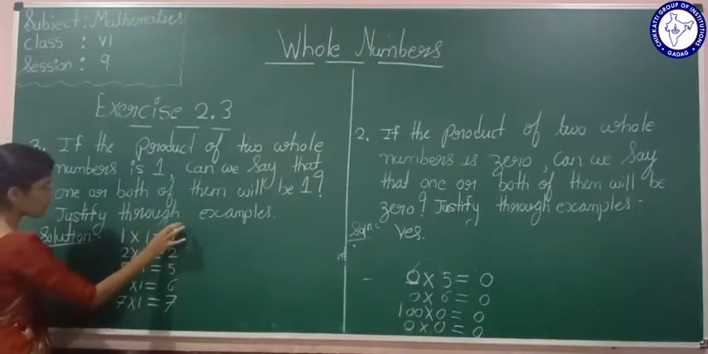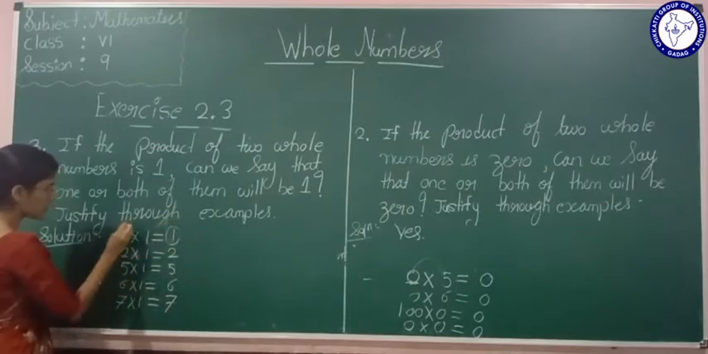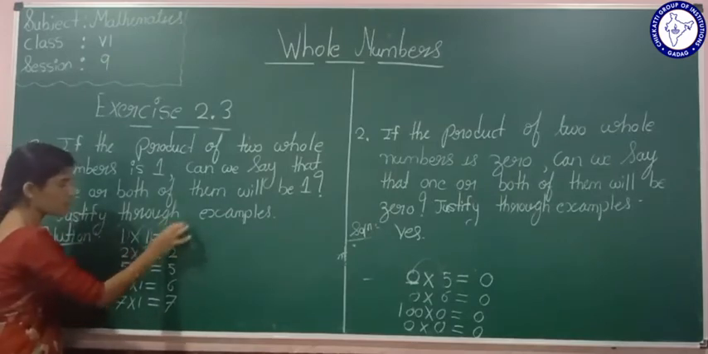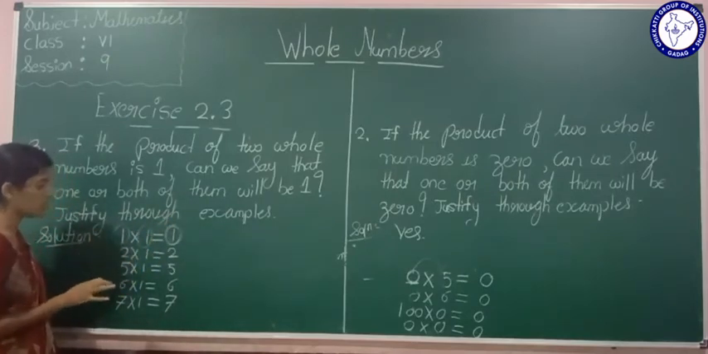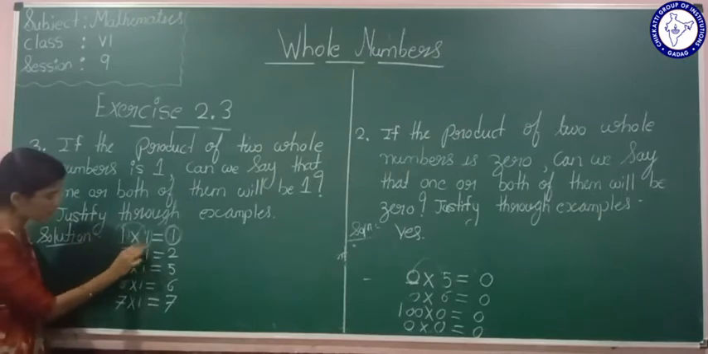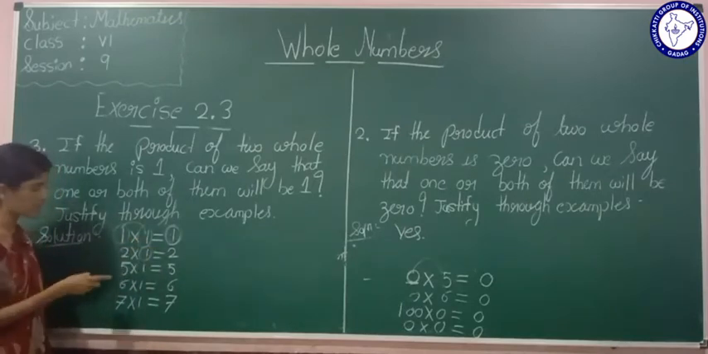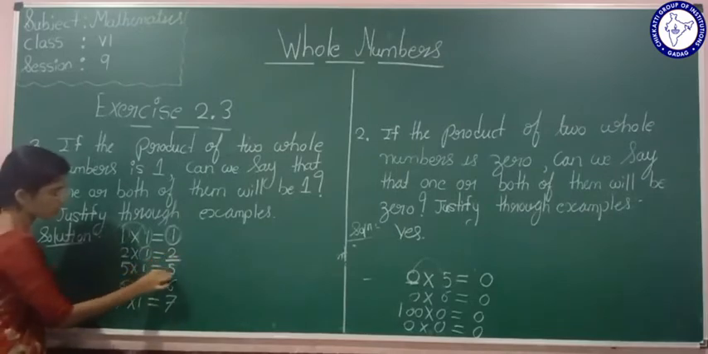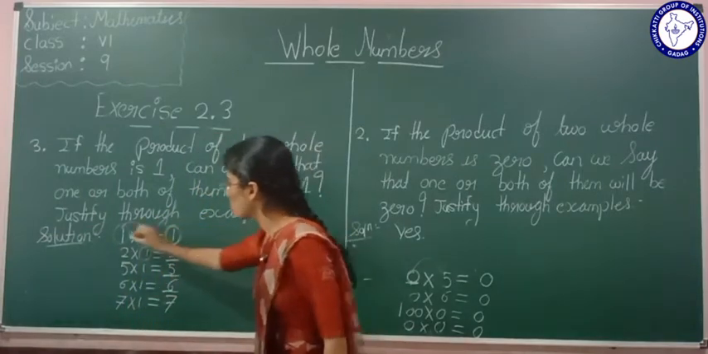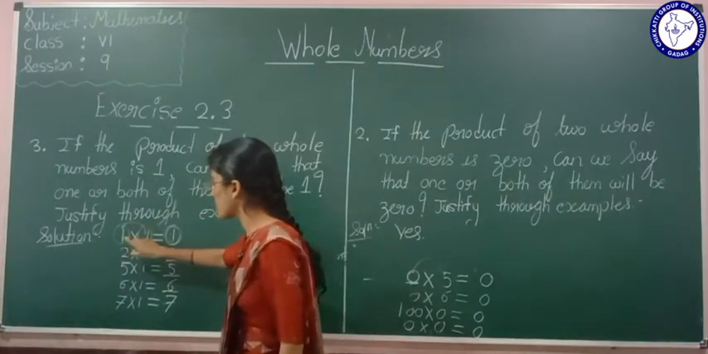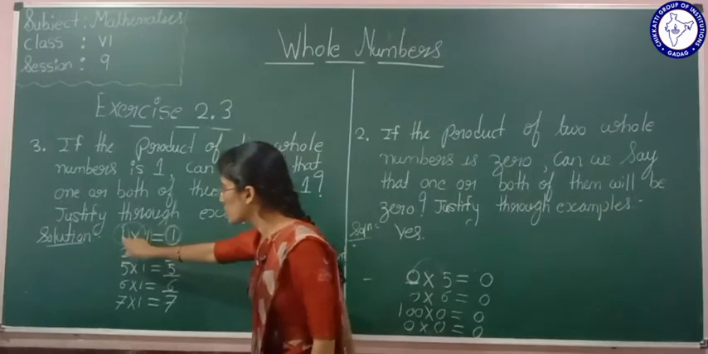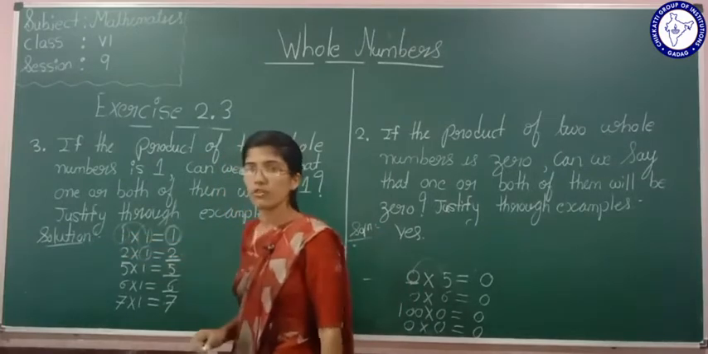If the product of two whole numbers is 1, this is possible only when the two numbers are 1. If only one number is 1, at that time we are getting a different answer. See here, 2 ones are 2, here we are not getting 1. From this what we can tell, this is possible only when the two numbers are 1. When two numbers are 1, at that time only the product is 1. This is true only when two whole numbers are 1.